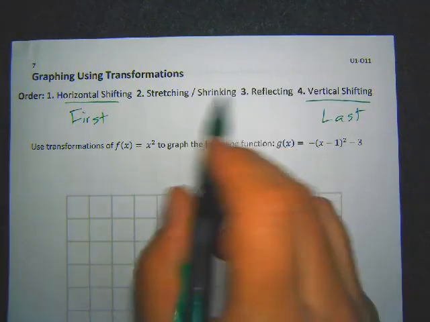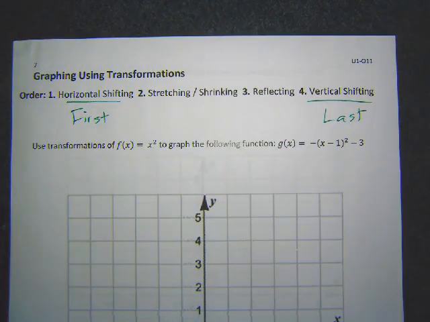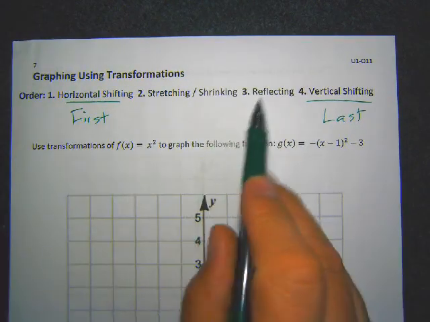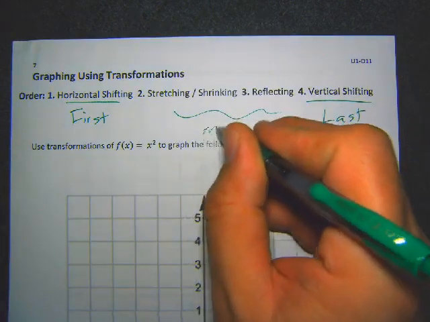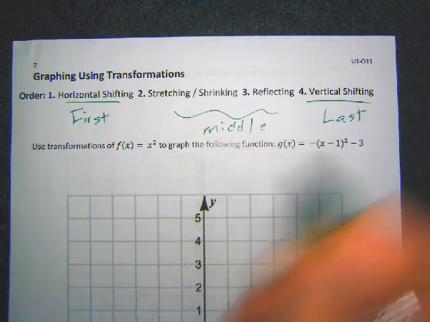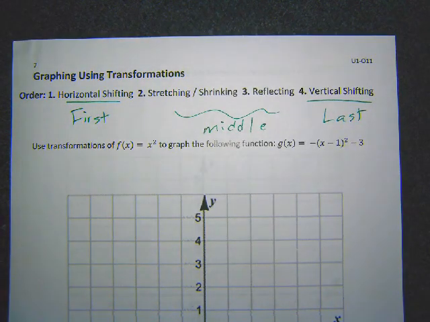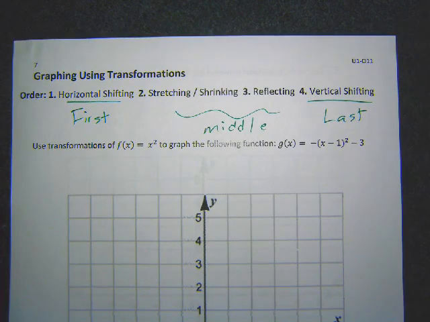The shrinks and reflections don't really ever mess each other up. So it doesn't really matter if you get those out of order as long as they happen somewhere in the middle. So all this we'll just put in the middle and we'll not really worry about the order. So all you have to remember is horizontal shifts first, vertical shifts last. As long as you do that when you're doing these, you'll be good to go.